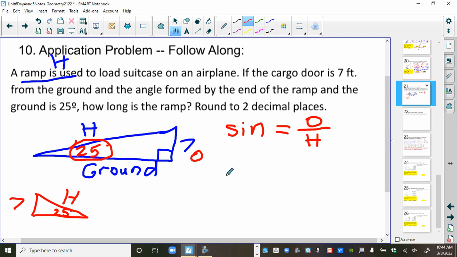So in this case, you have sine of 25 equals opposite, which is what? What's our opposite value? Opposite is 7. Now, do we know the hypotenuse yet? No.